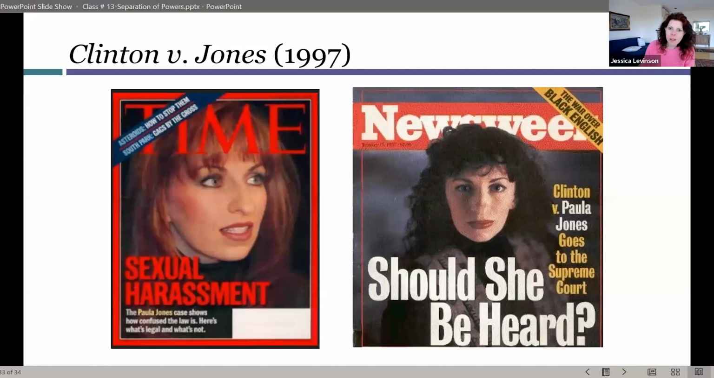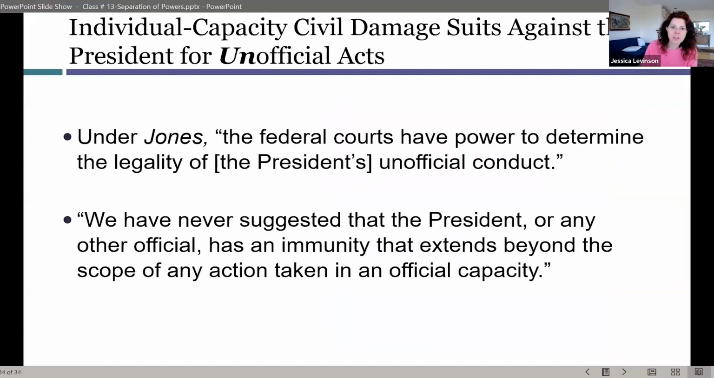So in other words, I think what's happening here is it might not have been an abuse of discretion to grant a stay in this case, but it was an abuse of discretion to grant it on the arguments presented, meaning that the president didn't present enough arguments to justify the stay. So that is really what I want you to know about Clinton versus Jones.